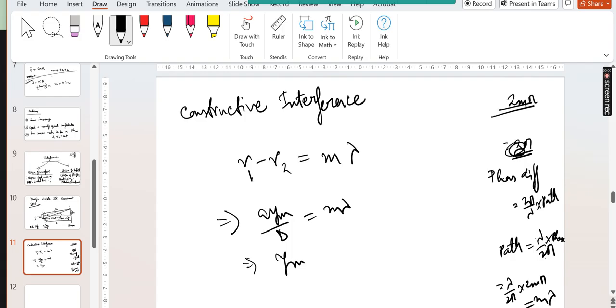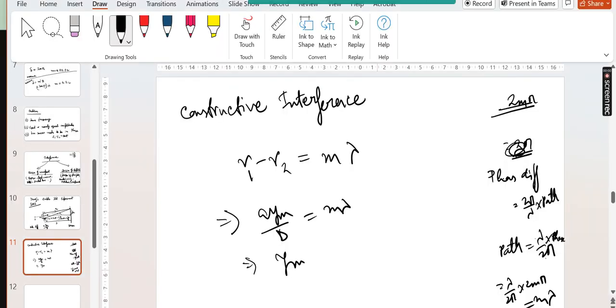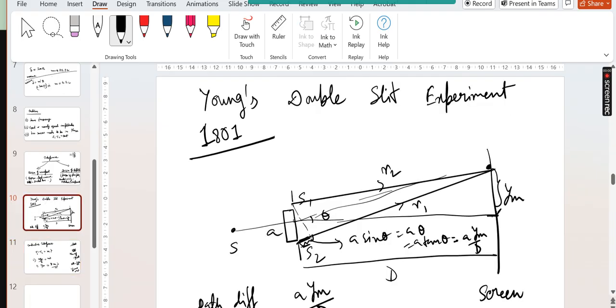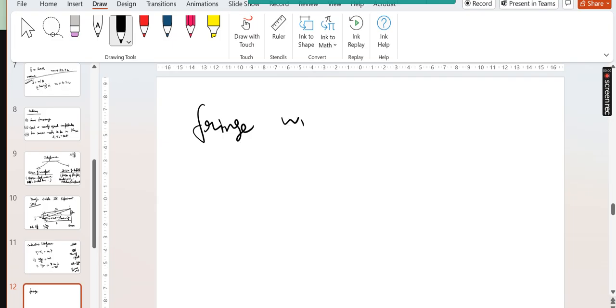So ym is basically D m lambda by a. If we want to have a fringe at ym, then ym should be at the distance D m lambda by a, and the fringe width, ym plus 1 minus ym, becomes D lambda by a.